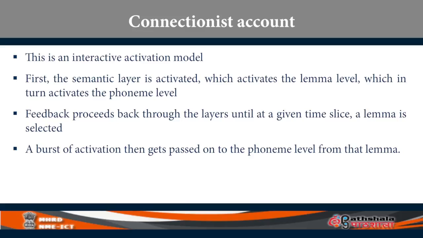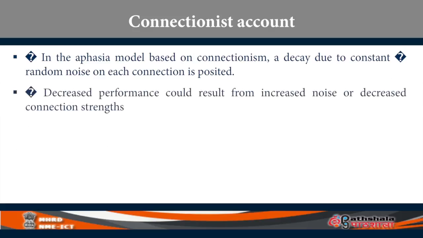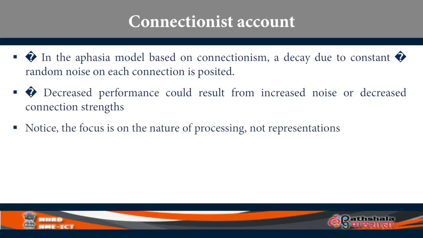So, what is the advantage? How do we explain aphasia in this? In the aphasia model based on connectionism, they say a decay can happen due to random noise on each connection, or decreased performance in an aphasic patient could result from increased noise or decreased connection strengths, weights, alright. The main point I am stressing here is that connectionist models of language processing are paying more attention to processing, not representations, whereas modular models were paying attention to representations. Alright, please go back and read the module called representation versus processing if you have some doubts about what I am saying.